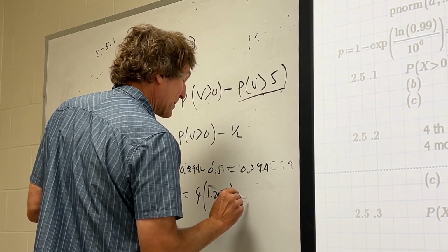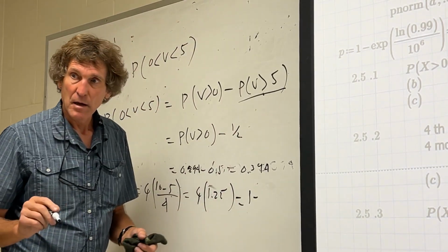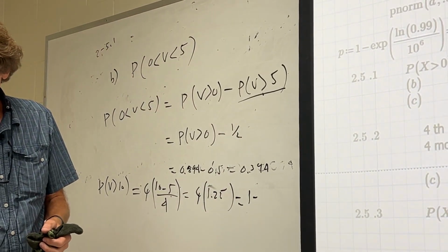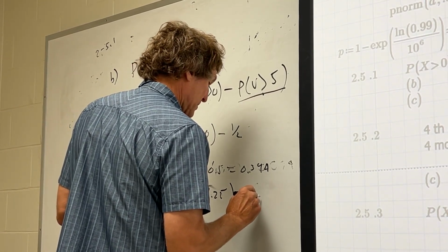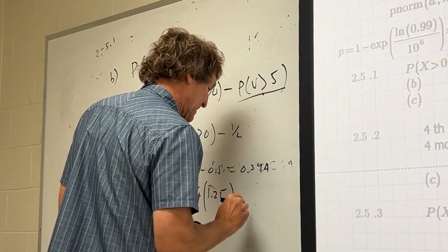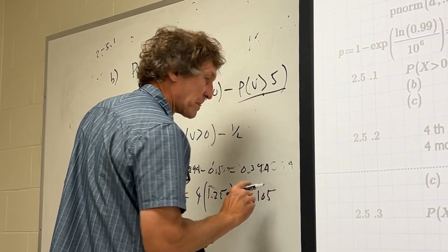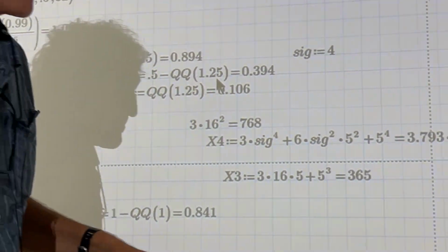0.894. Pardon me? 0.894. 1 minus that, right? 0.105. Yeah, that sounds right. Is that what's up there? Yeah, it runs up to 1. Yeah, I'm sorry, the mark.